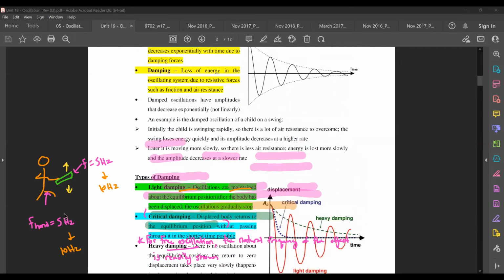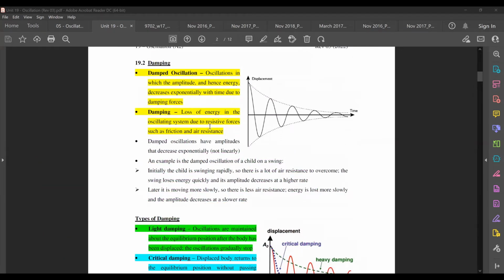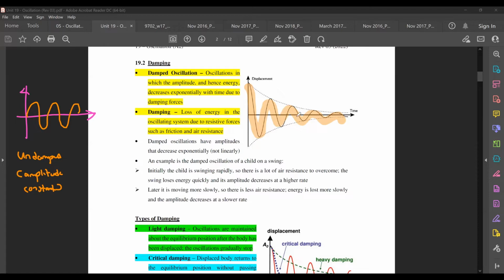Then after that, I think I'll go through a bit of damping, since I went through damping with you just now. Just now, I told you what an undamped oscillation is. Undamped oscillation is where you have something like this. Your amplitude is constant. But if you have a case where your amplitude isn't constant, where you see that your amplitude decreases with time, this is what we call damped oscillation.